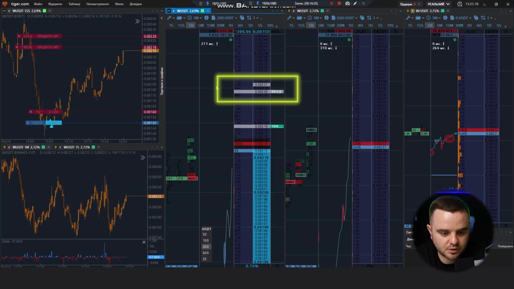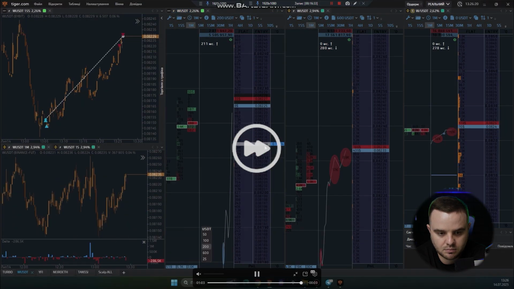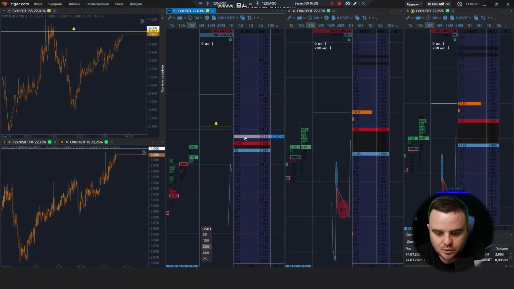We move stop loss higher, and here we close the entire position. Let's go to another example again.